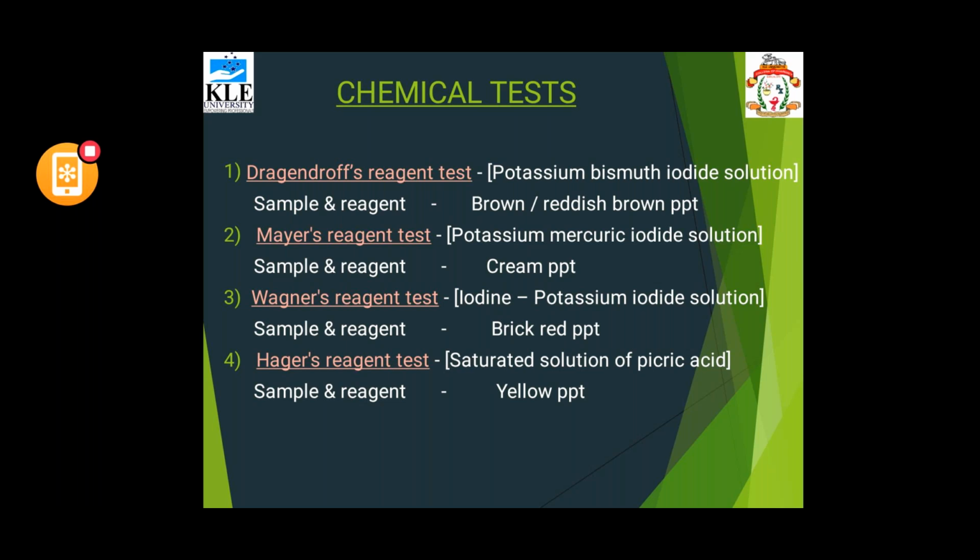Chemical tests of alkaloids. There are basically four chemical tests for alkaloids: Dragendorff's reagent test, Mayer's reagent test, Wagner's reagent test, and Hager's reagent test. Dragendorff's reagent consists of potassium bismuth iodide solution, which gives brown or reddish brown precipitate when treated with the sample. Mayer's reagent consists of potassium mercuric iodide solution, which gives cream precipitate. Wagner's reagent consists of iodine and potassium iodide solution, which gives brick red precipitate. Hager's reagent, which consists of saturated solution of picric acid, gives yellow precipitate. So these were the four chemical tests for alkaloids.